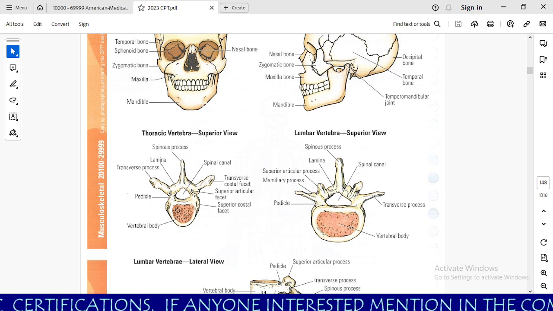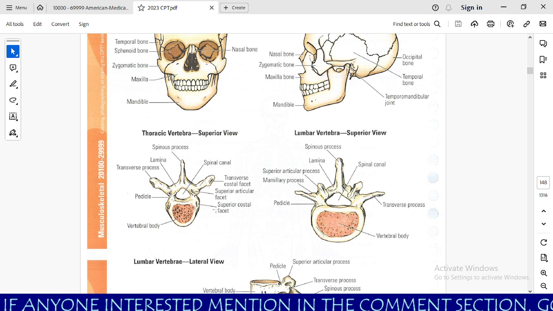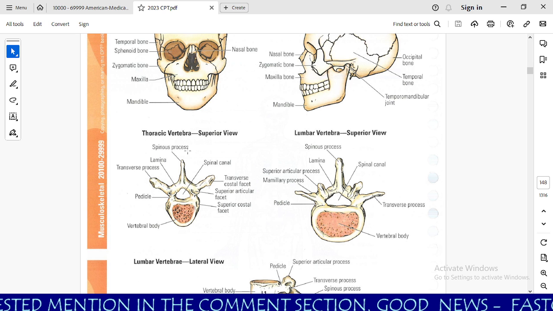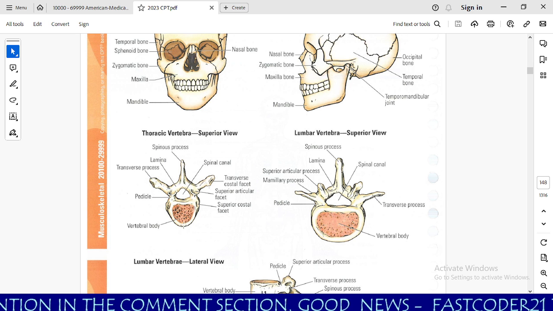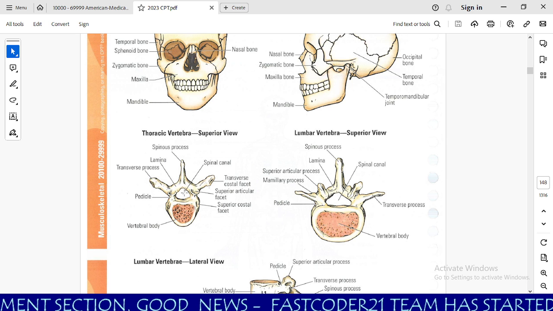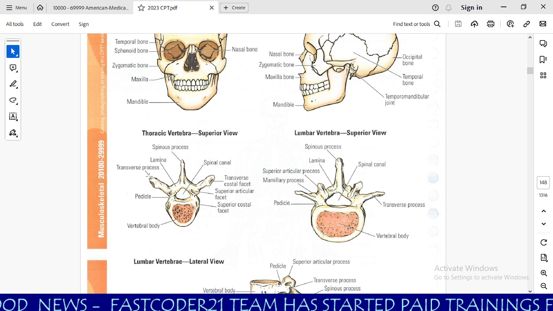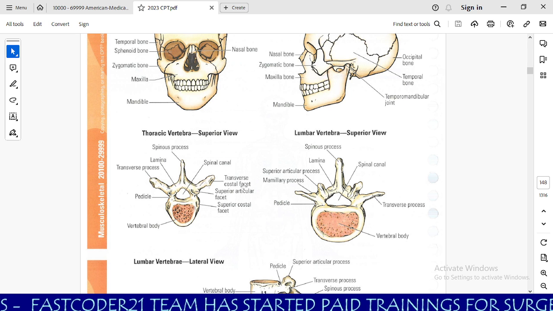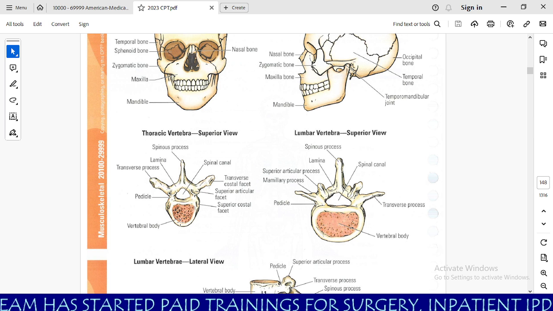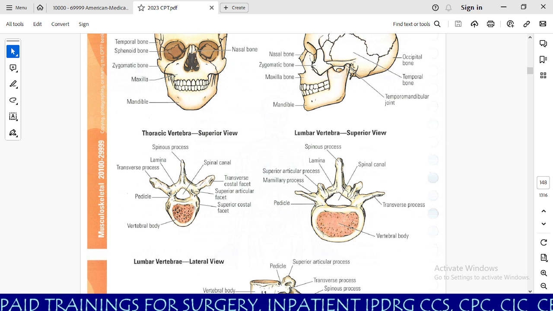Next we have thoracic vertebra, superior view. Thoracic vertebra means the thoracic area of the spine. We have the spinous process, and whenever you see the spinous process, you need to understand that it is on the back side of the patient. This is the anterior portion and this is the posterior portion of the spine. This is the lamina, and this is the spinal canal. From this spinal canal, the spinal nerve will route. And we have the transverse process, transverse costal facet, superior articular facet, superior costal facet, and this is the vertebral body. This is the pedicle. Vertebral body means a combination of all bony structures.